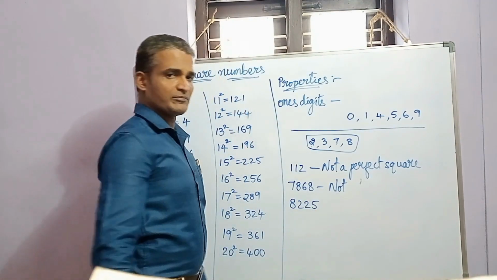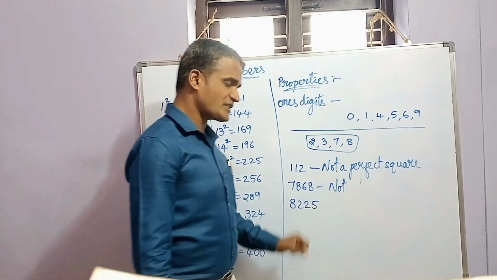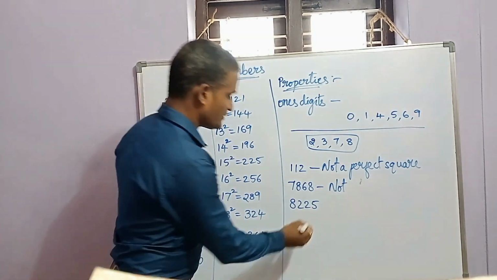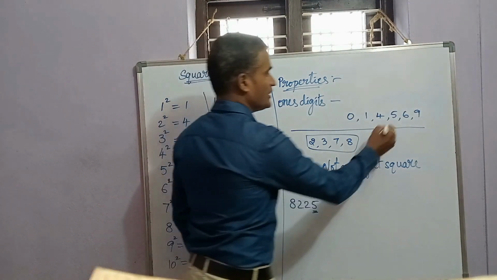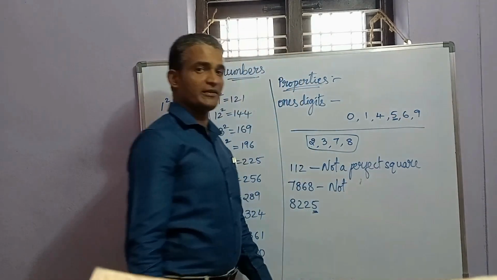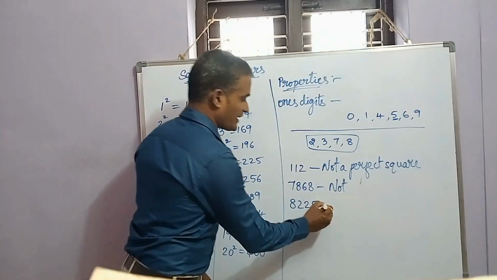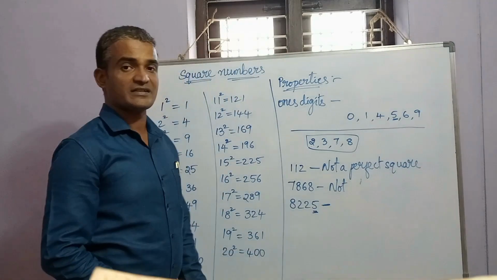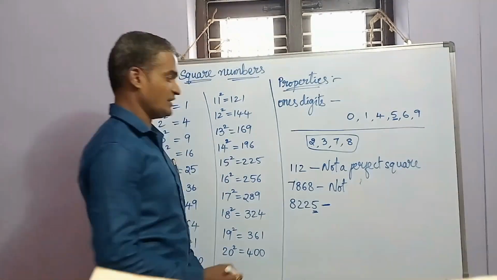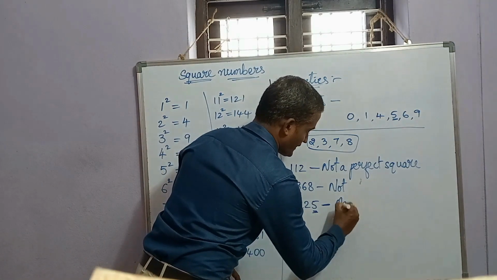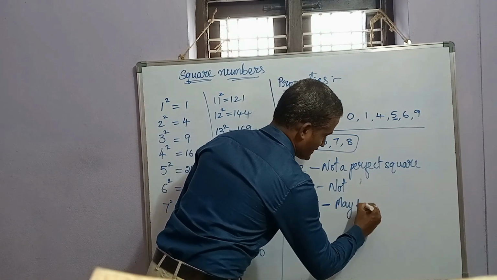8225, is this number a perfect square or not? Here the ones place is 5. 5 is in our list, but we cannot say surely that it is a perfect square. It may be a perfect square.